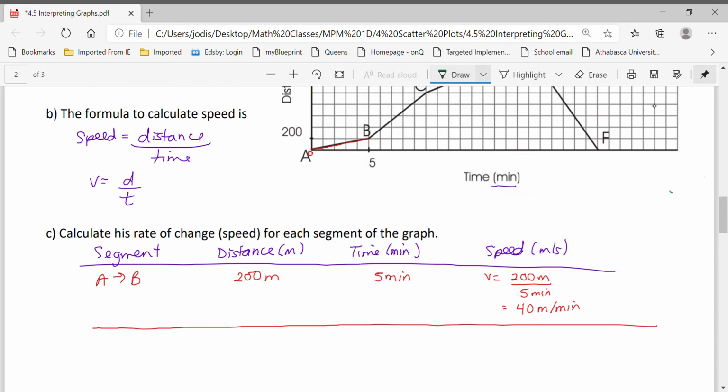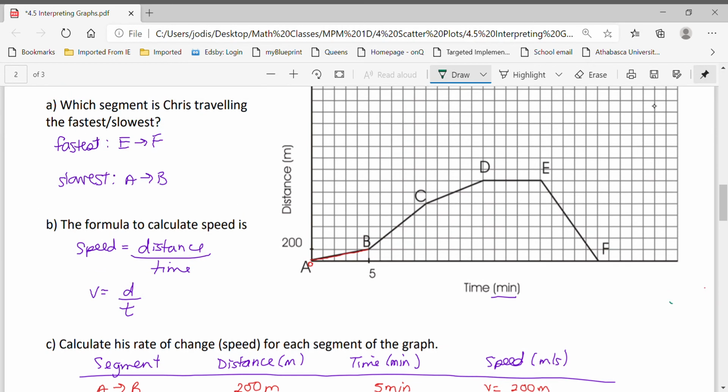Okay, so next segment here, I'm going to go up a bit so we can see. We've got B to C here. So these ones you have to be careful. I usually draw dotted lines to help me recognize where I'm starting and where I'm stopping.